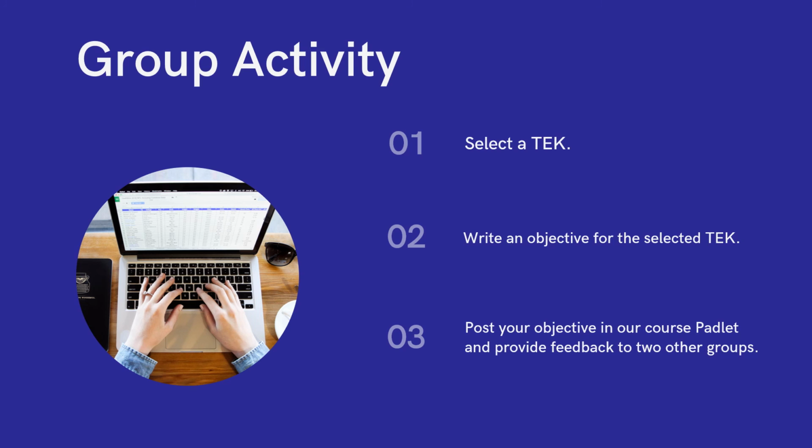Now that you've seen what to do and what not to do, work with your classmates to write clear and consistent objectives. Group members are listed in the LMS. With your group, first select a TEK, then work together to write an objective. Post your objective in our course Padlet and provide feedback to 2 other groups. We'll check in and comment on everyone's work as well.